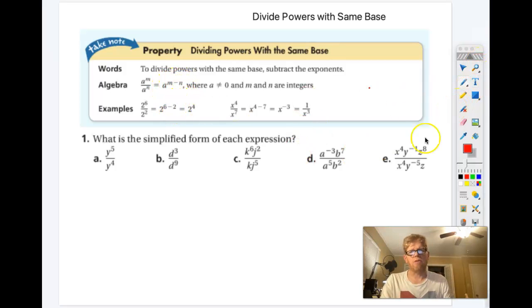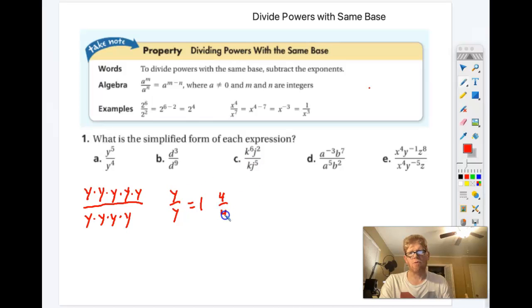So let's see what that looks like with this first problem. So we have y to the fifth over y to the fourth. Now if you want to look at it like this, it is really y times y times y times y times y. So we have 5 y's on the top, and we have 4 y's on the bottom. Anytime you have anything divided by itself, like y divided by y, that's going to be 1, because 4 divided by 4 is 1. Anything divided by itself is 1.